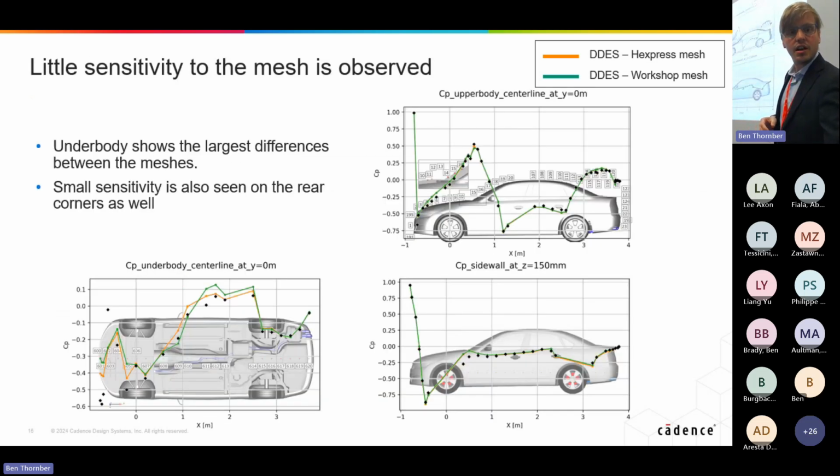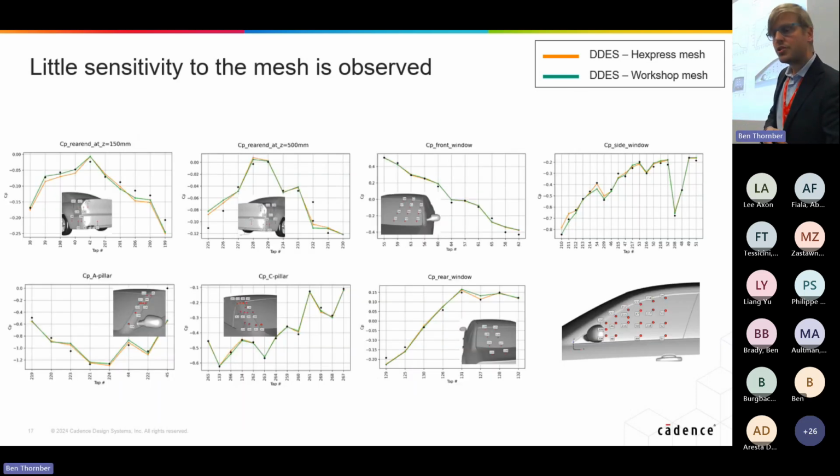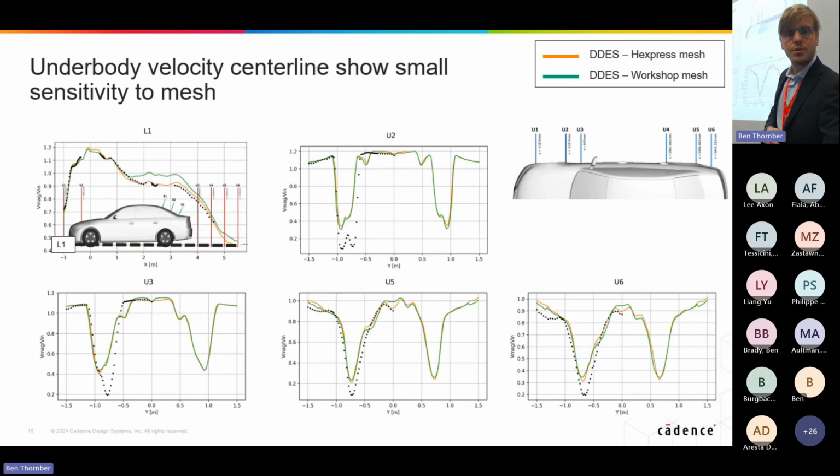This, and then the underbody center line as well, and the underbody in general is where we see the most grid sensitivity, maybe showing also that additional refinement may be necessary there to achieve really some grid independence there. Since we've tried to match, but the exact topology is a bit different since the meshing technology is a bit different. Yeah, a bit the same story on all the pressure probes.